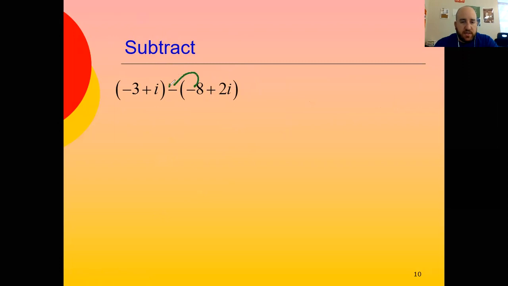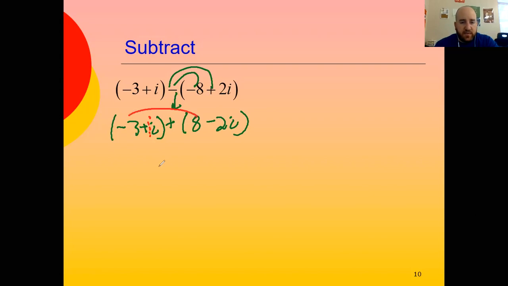So, I'm gonna distribute this negative here and here. This becomes 8 minus 2i. Again, this changes to plus, so I'm negative 3 plus i over here. And again, same idea, okay? It's like there's an imaginary 1 out here. So negative 3 and 8 is 5. 1i minus 2i is negative 1i, or just 5 minus i. Again, you can pause it here to make sure that you got all this down.